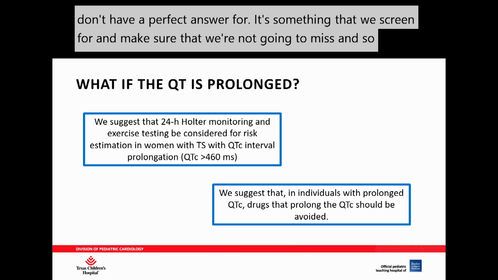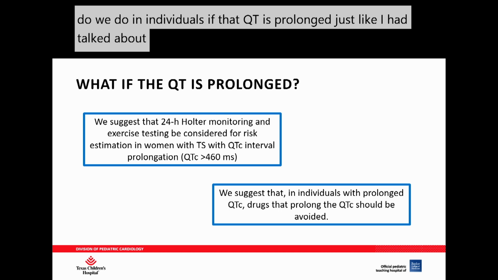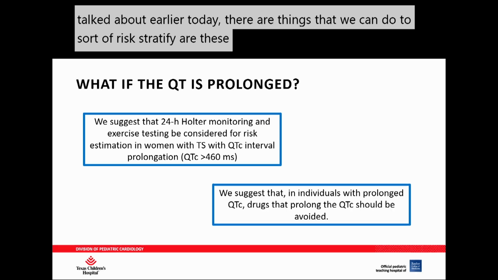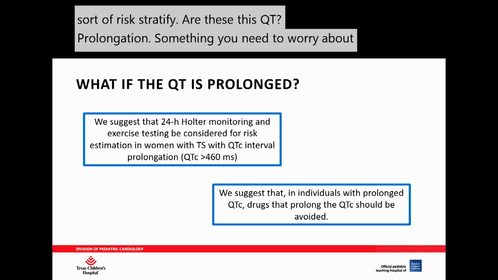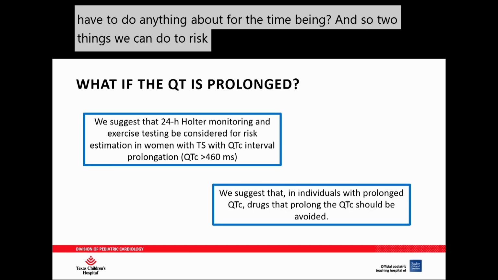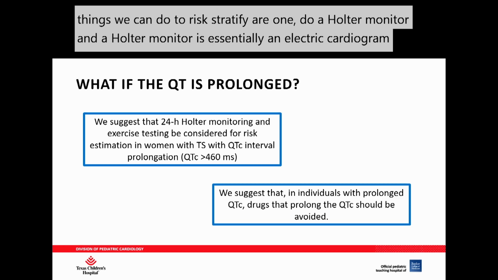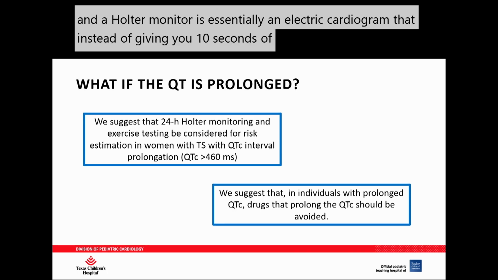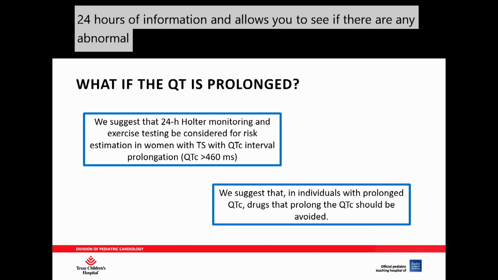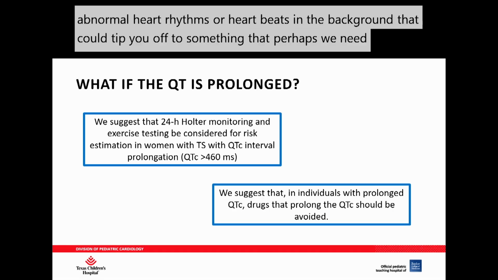And so what do we do in individuals if that QT is prolonged? Just like I talked about earlier today, there are things that we can do to risk stratify. Is this QT prolongation something you need to worry about, or is this something that we can just follow with time and not have to do anything about for the time being? Two things we can do to risk stratify are, one, do a Holter monitor. A Holter monitor is essentially an electrocardiogram that instead of giving you 10 seconds of information, gives you 24 hours of information. It allows you to see if there are any abnormal heart rhythms or heartbeats in the background that could tip you off that we need to take this QT interval more seriously.